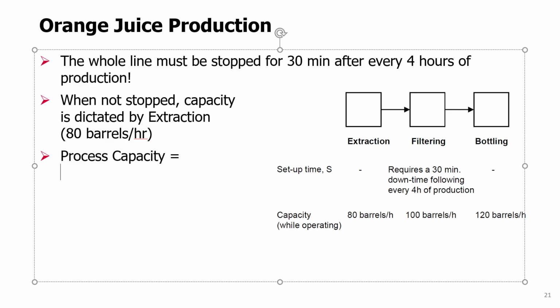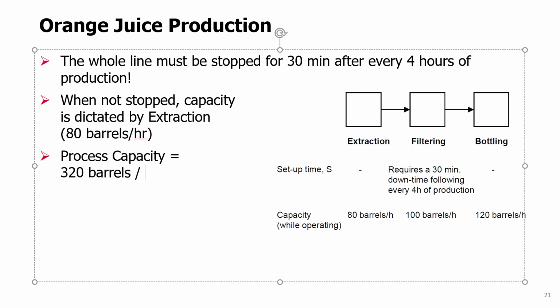So to repeat again the point, the whole line must be stopped for 30 minutes, including the extraction. So when the system is operating, it is operating at 80 barrels an hour because the extraction is the bottleneck. But for 30 minutes, the system is stopped and everything, including the extraction, is not processing anything, right? So overall, the calculation that we have to do is the following. We have to see that when the system is operating for 4 hours, it is producing 4 times 80 barrels, which will be 320 barrels, right?